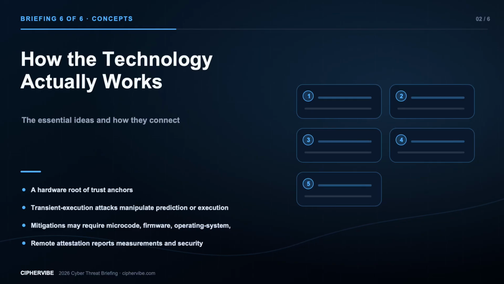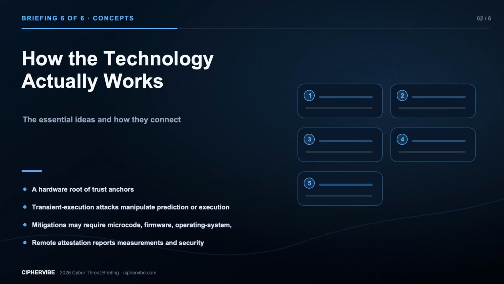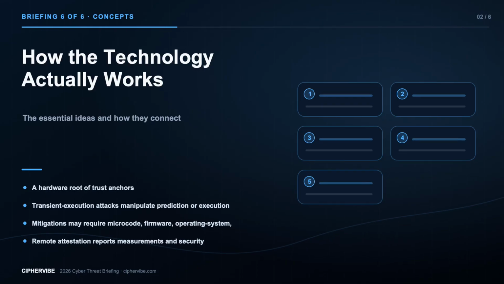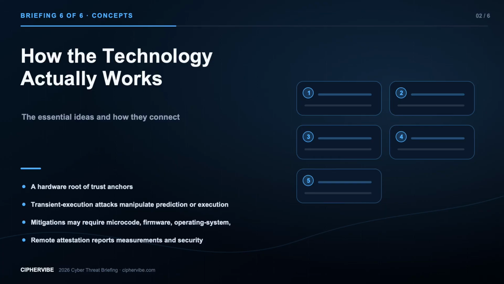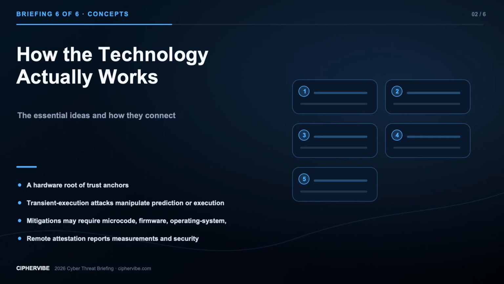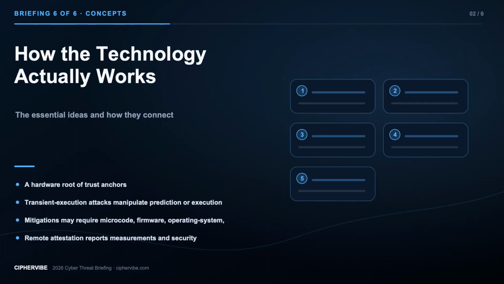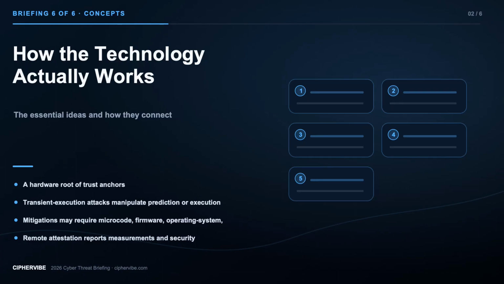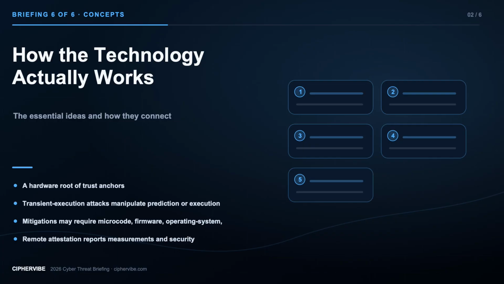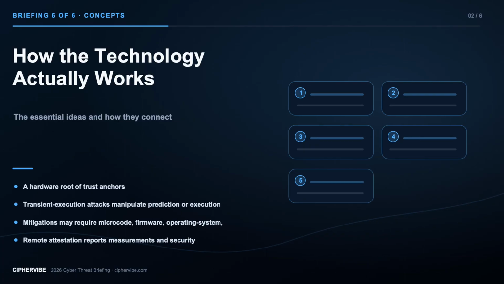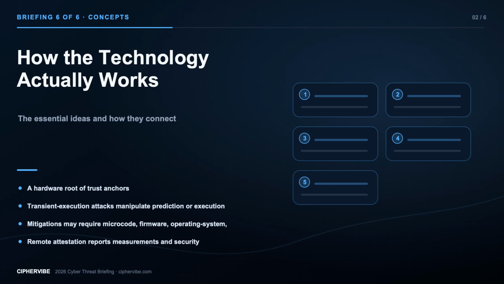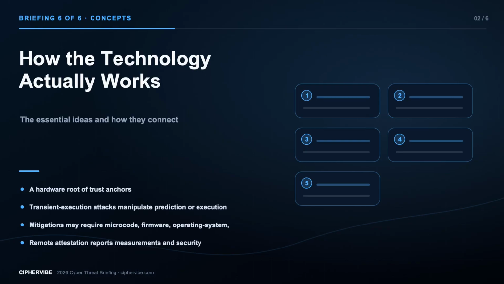Second, transient execution attacks manipulate prediction or execution behavior and infer protected data through caches or other microarchitectural side effects. Third, mitigations may require microcode, firmware, operating system, hypervisor, compiler, runtime, or application changes, and their effectiveness depends on configuration and processor model. Fourth, remote attestation reports measurements and security version information so a relying party can apply policy. It does not guarantee that every undiscovered side channel is absent.